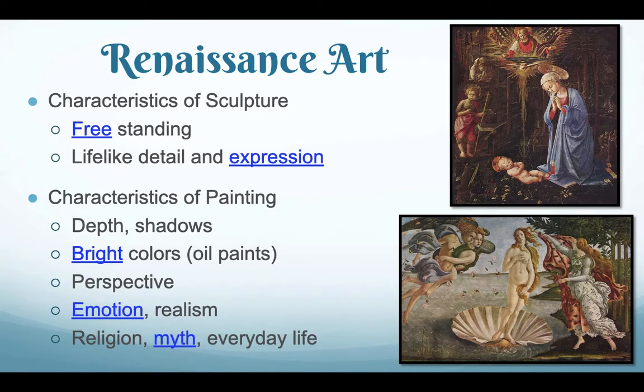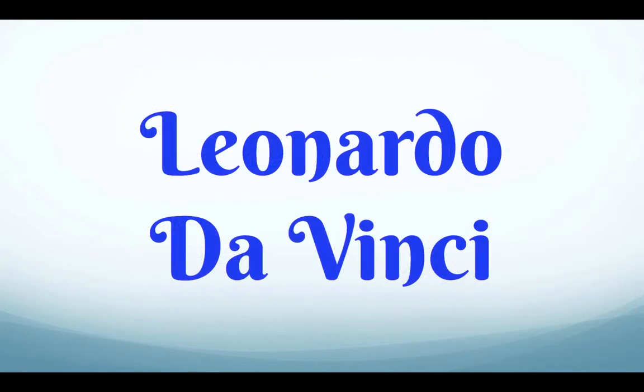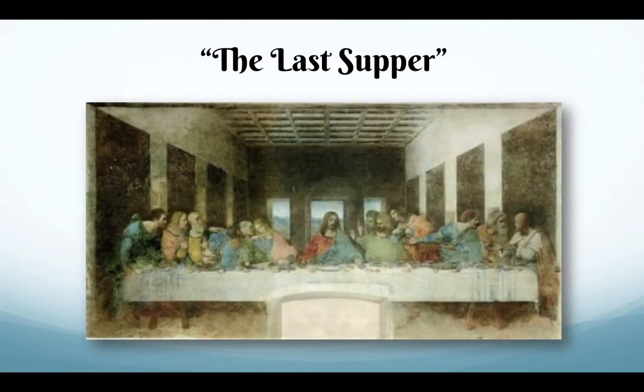Okay. So let's look here at some more specific pieces. So these first couple are done by Leonardo da Vinci. You're going to see a lot of Ninja Turtles in this, so Leonardo is the first one. So this first one is called The Last Supper. So this is a very famous painting.